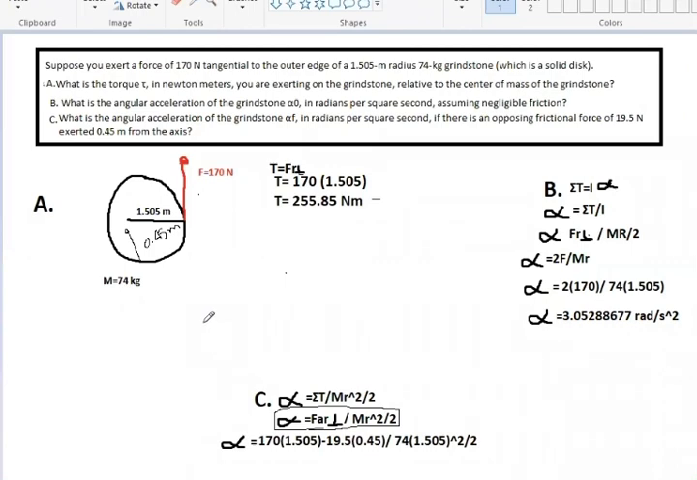This means that it is going to rotate clockwise. Let me get this perpendicular first. So this means it's going to rotate clockwise. This would be called F sub F, and the value was given above. It is 19.5 newtons.